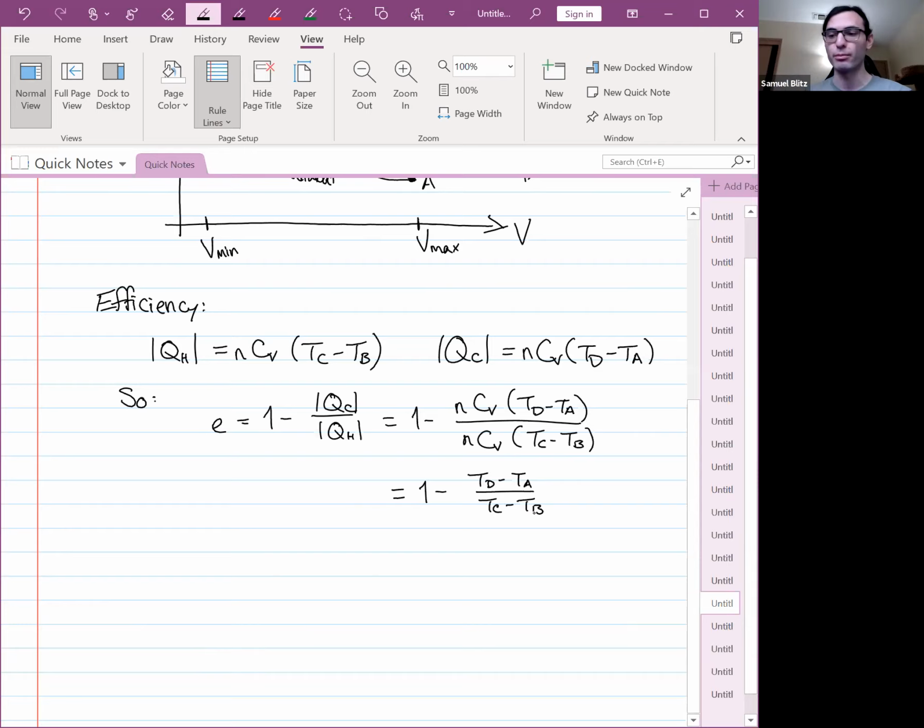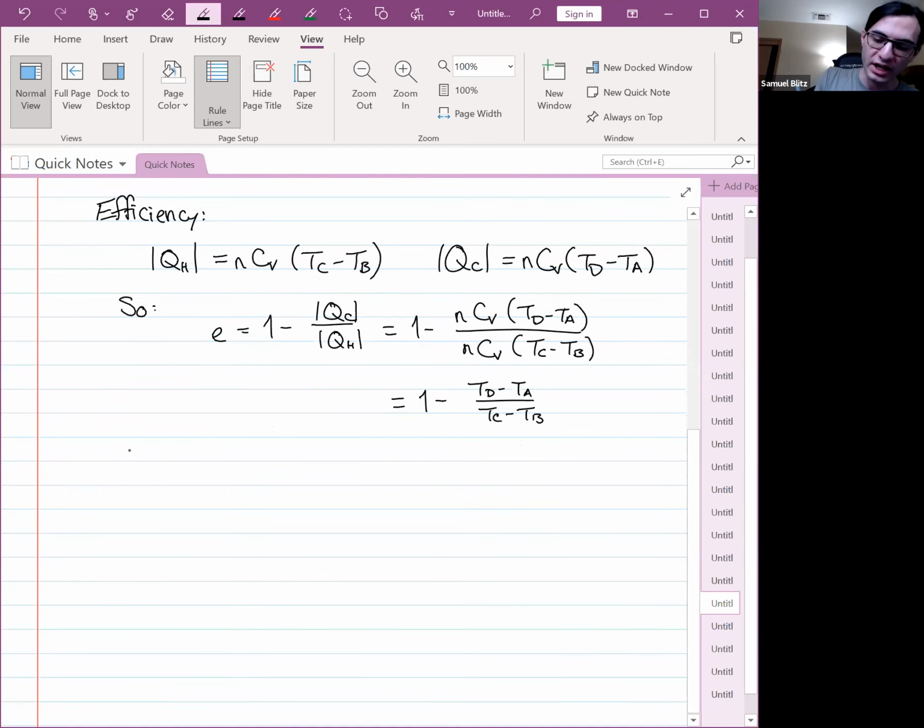So we can use more of what we learned to simplify this. Remember, for an adiabatic process, we know that T times V to the gamma minus 1 is constant. This can be derived using P times V to the gamma is constant and the ideal gas law.